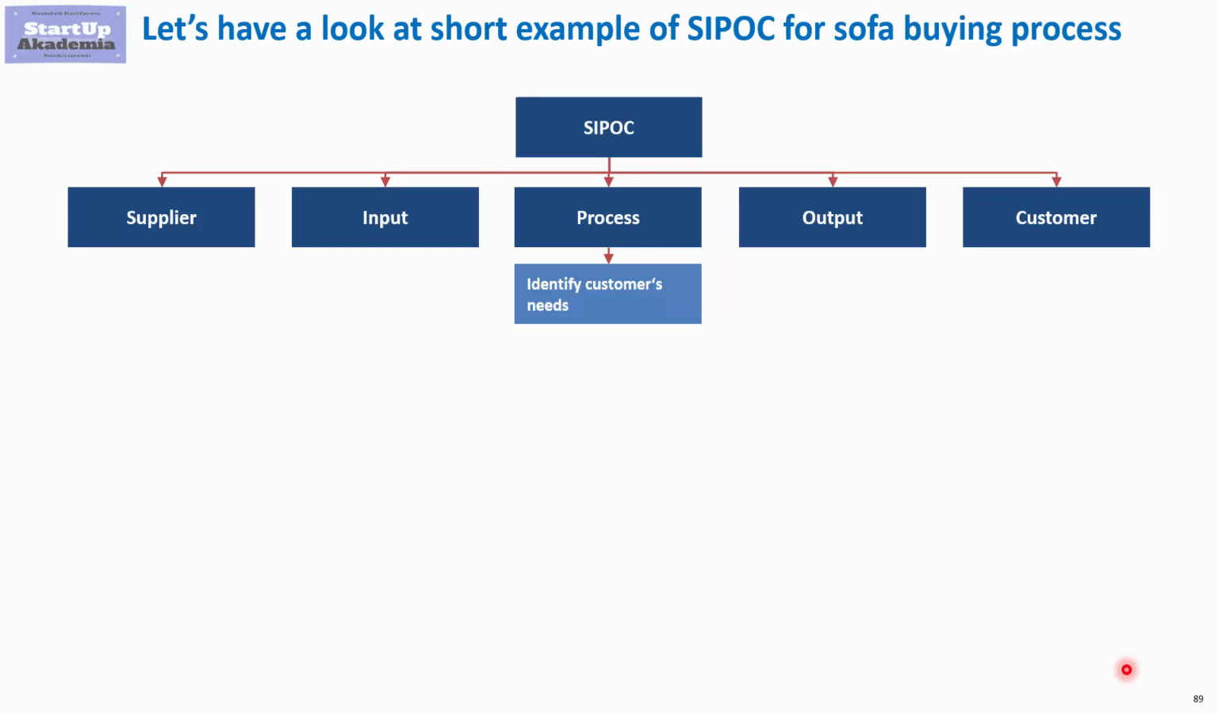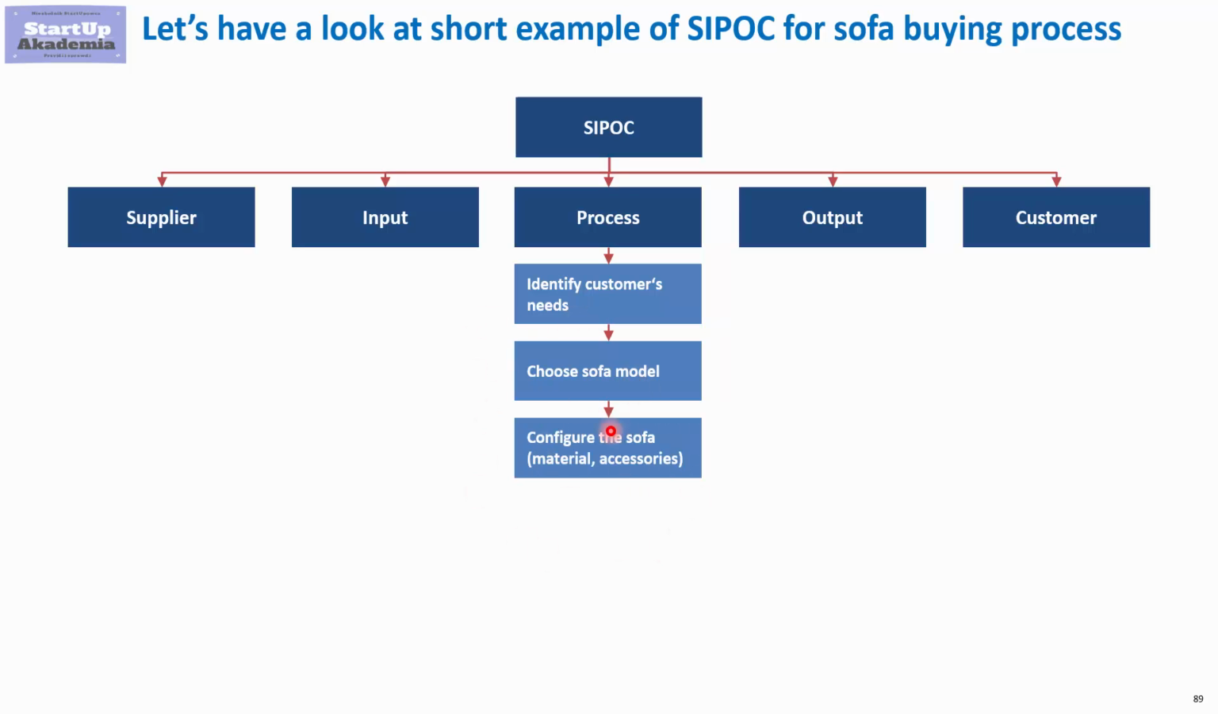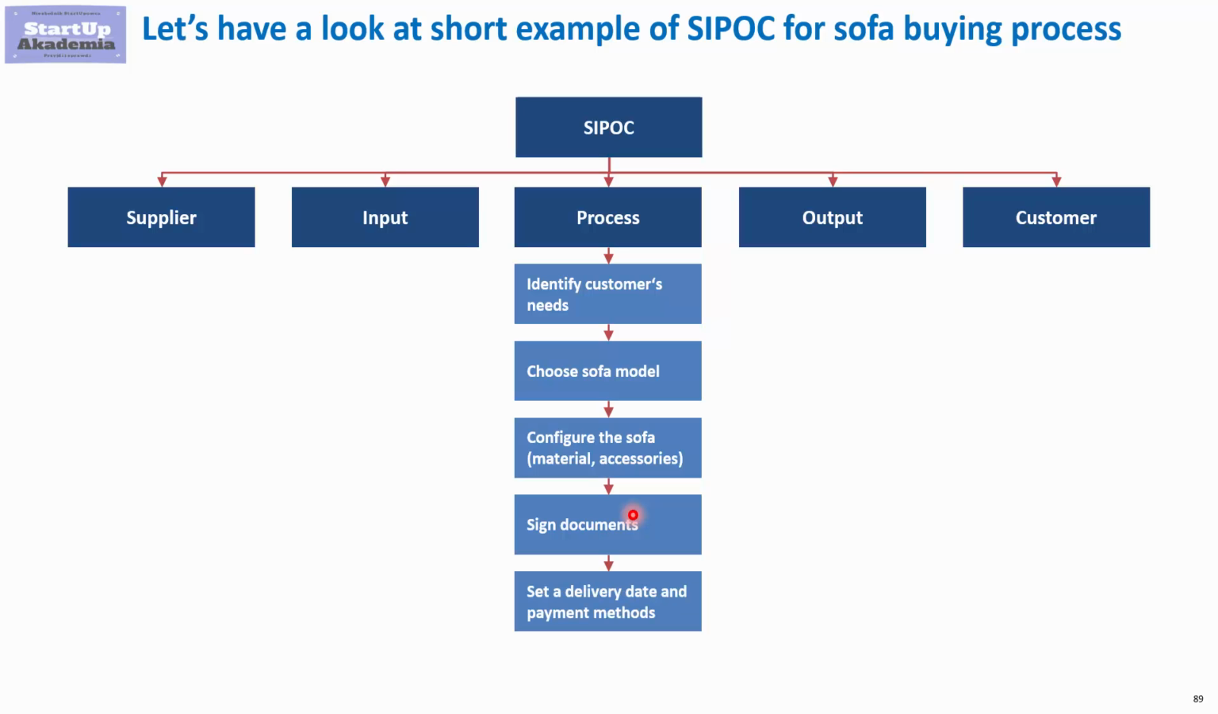So we're going to start with the process. The first step is to identify the customer needs. Then on the basis of that, we choose the sofa model. We configure the things that are not set. We have to sign the documents so they can start producing the sofa or bringing it from the central warehouse. After that, we set the delivery date and payment method. And once the sofa arrives, we collect it and put it in the right place.